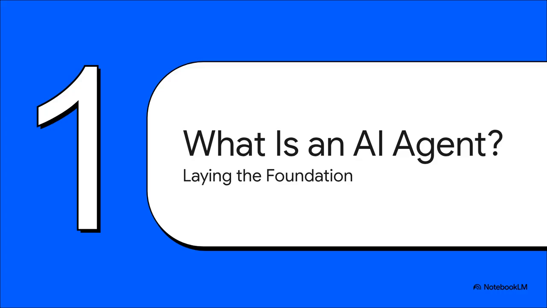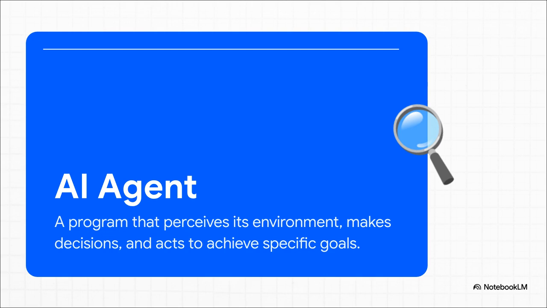All right, first things first, let's lay the foundation. What in the world is an AI agent anyway? Well, the easiest way to think about an AI agent is to picture a program that's acting on your behalf. It can see its environment, stuff like your files or the whole internet, and based on that, it makes decisions and takes actions to hit a specific goal.